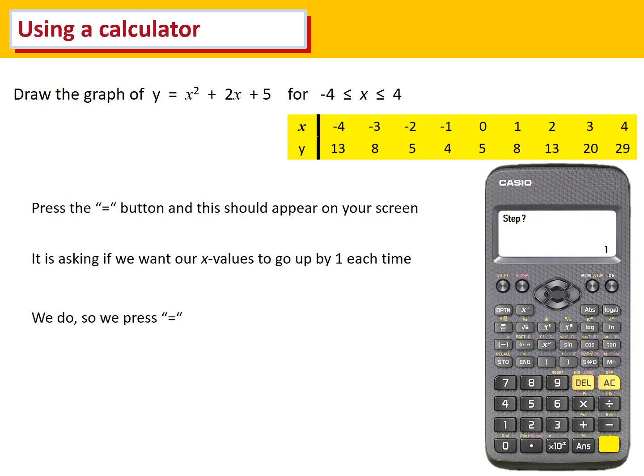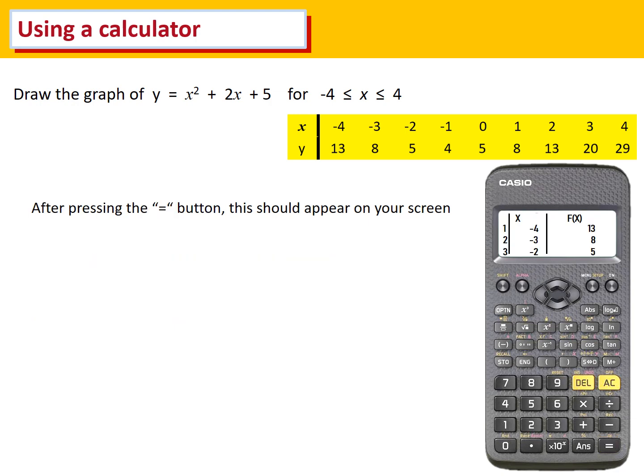And when we press the equals button, this should appear on our screen, which is our table of values. Remember, the first column, these are the x values, -4, -3, -2. And the second column, 13, 8, and 5, they are the corresponding y values, 13, 8, and 5. In order to look at further y values and x values, we press the down arrow key, which is this button here, and that will be our full table of values given to us.